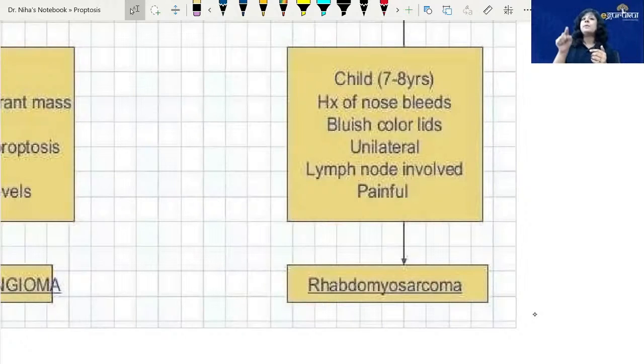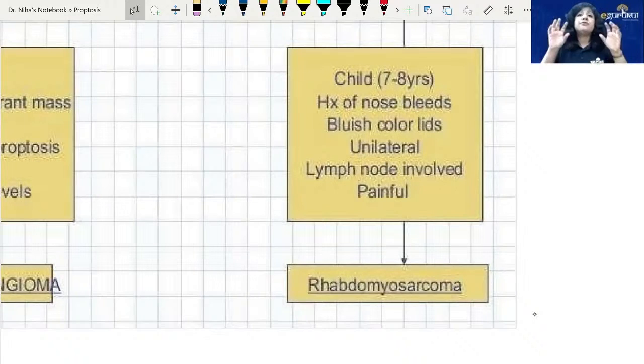Rhabdomyosarcoma is the most common primary intraorbital tumor. So if you have not gone through the tumors, first see that flow chart that I always give you in the classes, the most common intraorbital, intraocular, primary, in children or in adults. The most common primary intraorbital tumor in children is rhabdomyosarcoma. So whenever you have this history of nose bleeding with bluish discoloration along with lymph node involvement, think rhabdomyosarcoma.